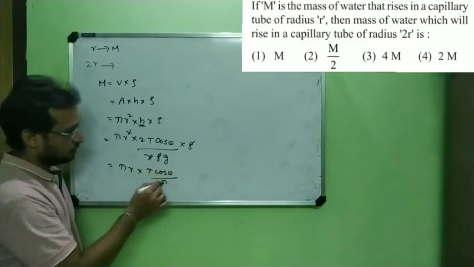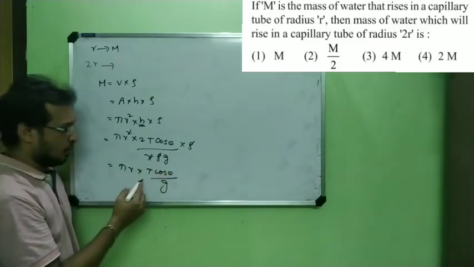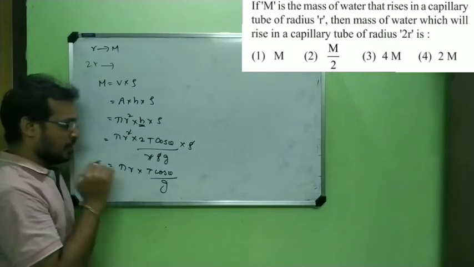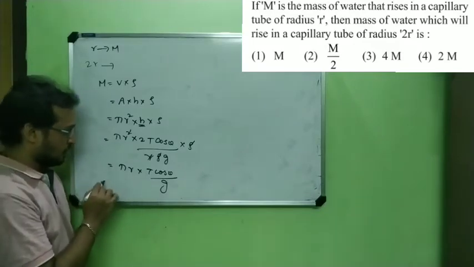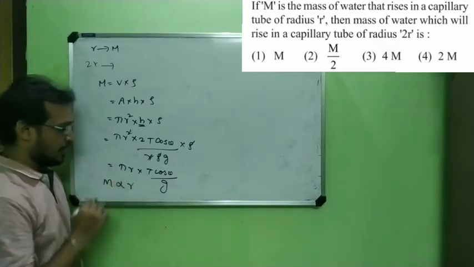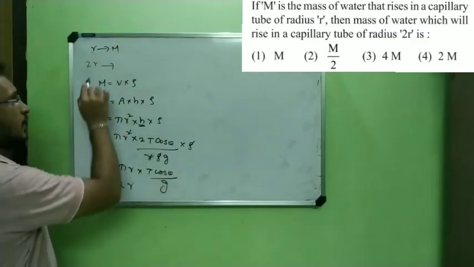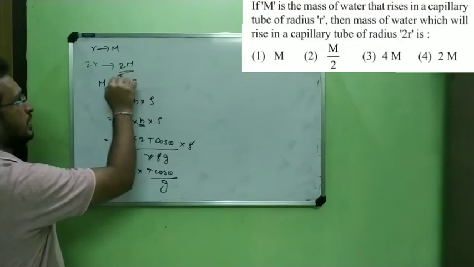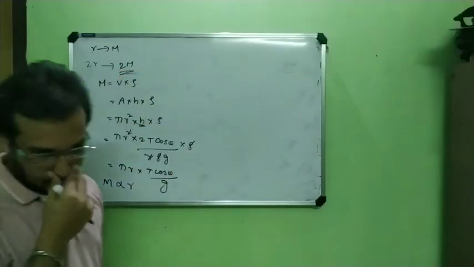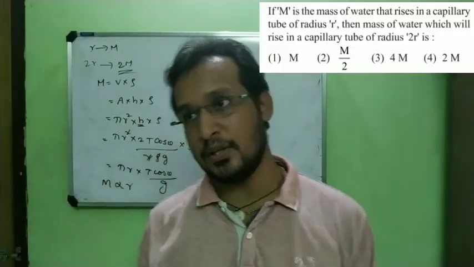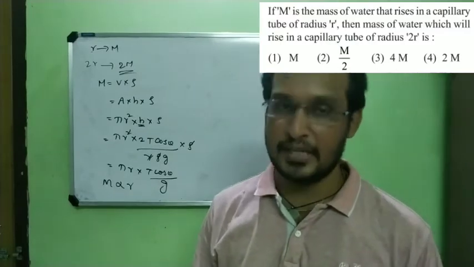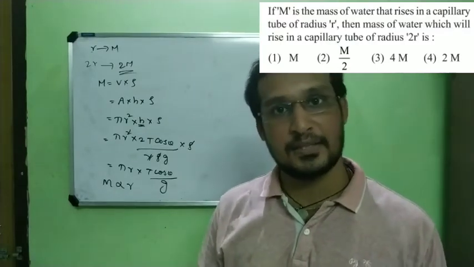Where theta is constant, surface tension is constant, g is constant, pi is constant, so mass is directly proportional to radius. So for radius r, mass is m; for 2r, mass will be 2m, that's it. Because mass is directly proportional to radius. So if the radius is doubled, the mass of water raised will also be doubled. That's it. Okay.